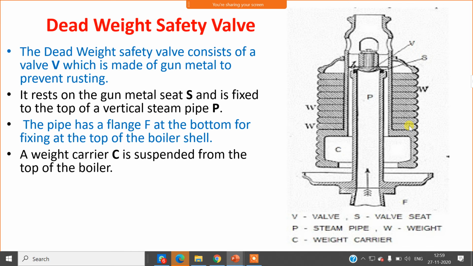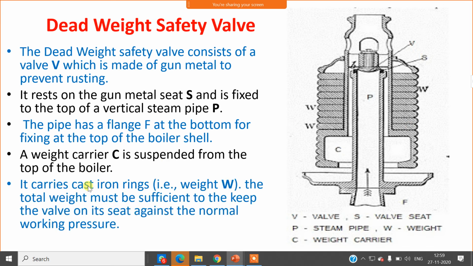weights are placed. It carries the cast iron rings, meaning weight. The total weight must be sufficient to keep the valve on its seat against the normal working pressure. This weight is calculated in such a way that it should be sufficient to handle the working pressure.